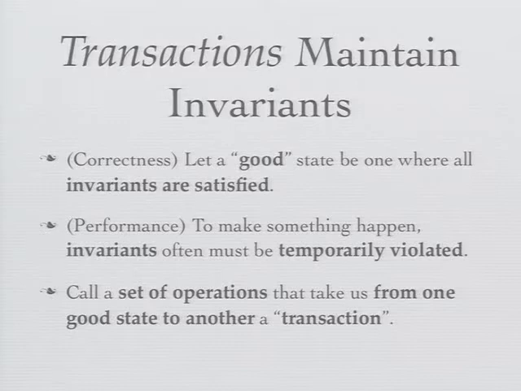So in order to get performance, we have to temporarily violate invariants. You know, we have a data structure supposed to point like this. Well, you're going to change one pointer, then you're going to change the next pointer. In between, you violated the invariant. If that state were visible to someone else, that would be bad. So what we want is a set of operations that takes us from one good state, where all our invariants are satisfied, to another good state where all our invariants are satisfied.